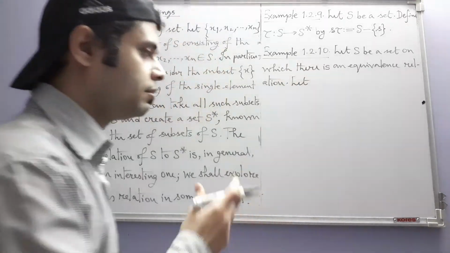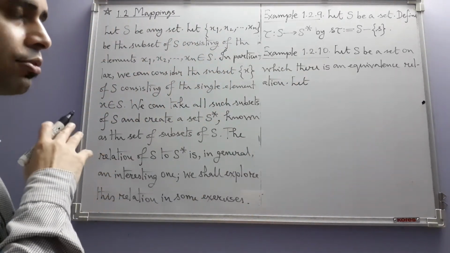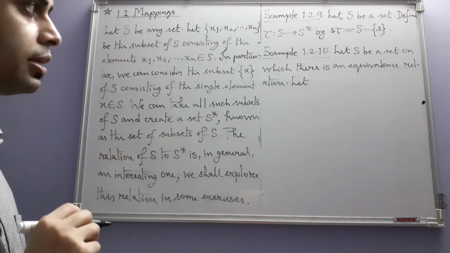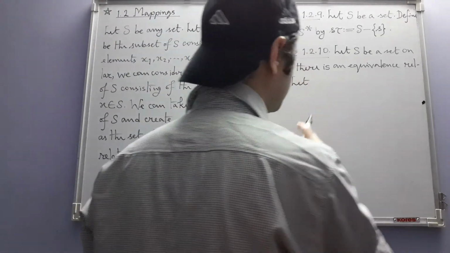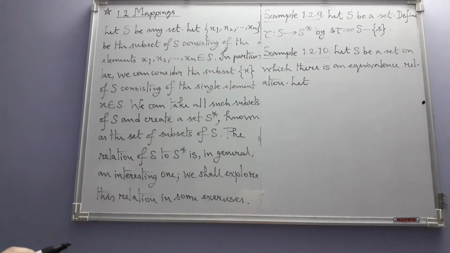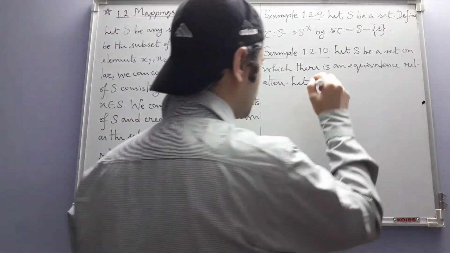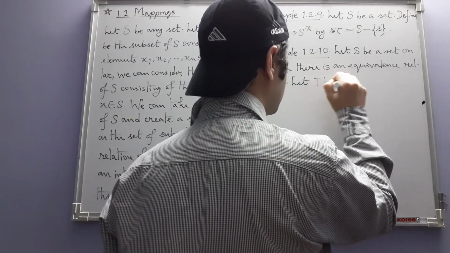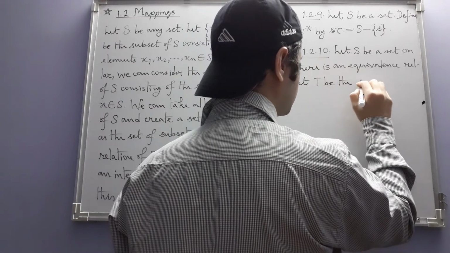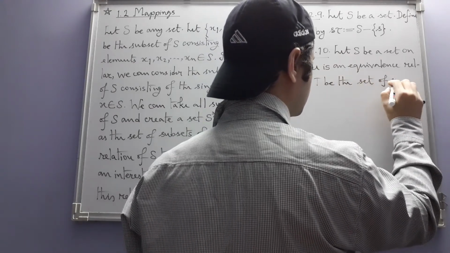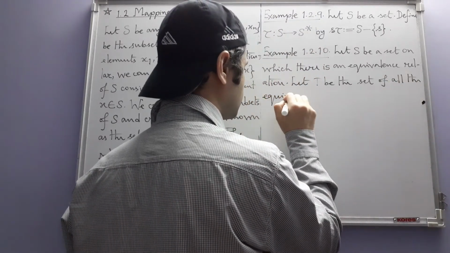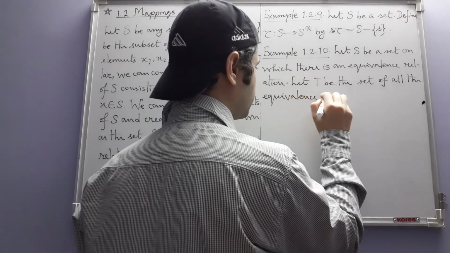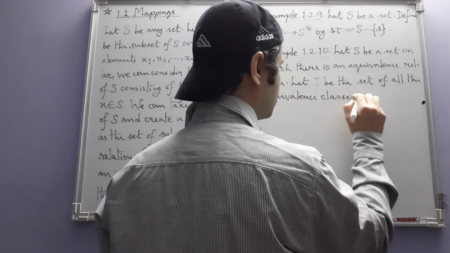So if there is an equivalence relation on S, then according to theorem 111, you already know that there will be equivalence classes whose union will be equal to S and the classes are mutually disjoint. Those things are there. Let T be the set of all the equivalence classes in S.